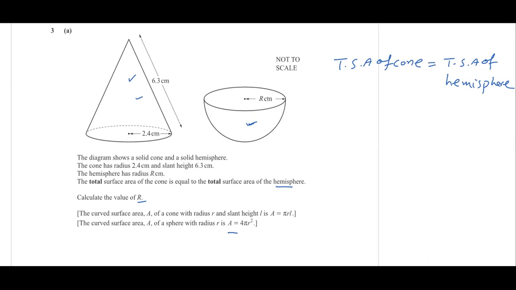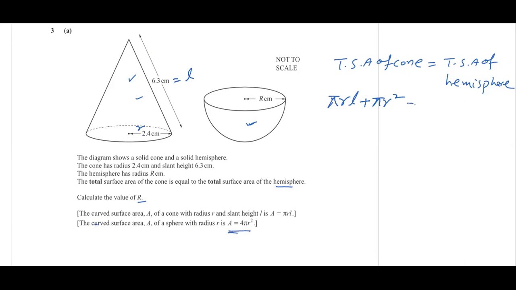For a cone, if you remember, the formula for total surface area is always pi RL plus pi R square. This is the formula for the total surface area. This is L, the slant height. This is R, the radius. While for a full sphere, the curved surface area and total surface area are the same.